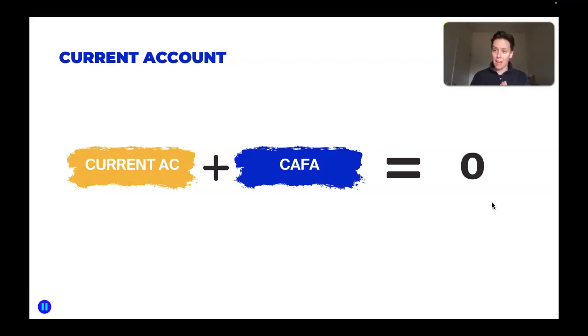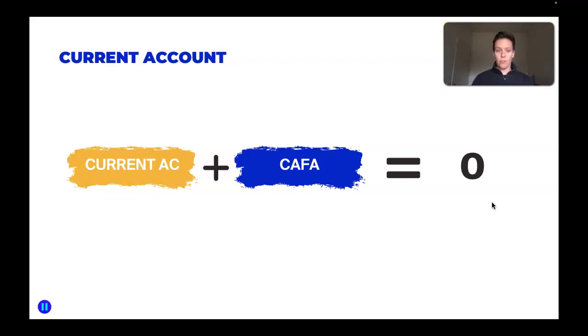So let's go back to the current account for a moment. If you had a current account surplus, which implies the current account is increasing, what must be happening to the CAFA in order for this equation to be equal to 0? Well, by logic, it would mean that the CAFA must be going down, okay? So an increase in the current account surplus leads to a decrease in the CAFA. And the opposite is true.